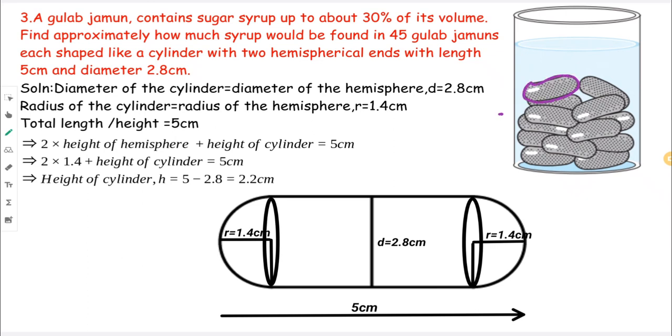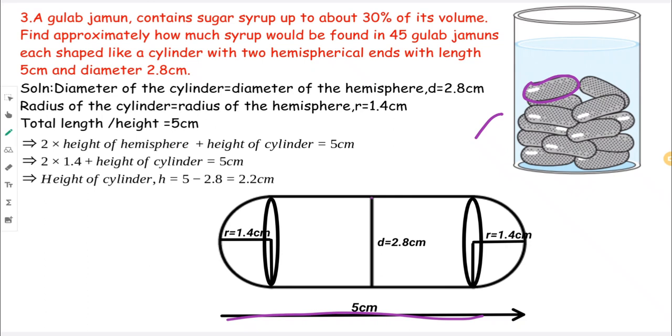That's sweet, right? So I've taken out one for us here. It will look something like this. In the middle is a cylinder, but at the two ends the shape is of a hemisphere. They've given us a total length of the gulab jamun, from here till here, 5 cm. They've also given us a diameter. Diameter equals 2.8.